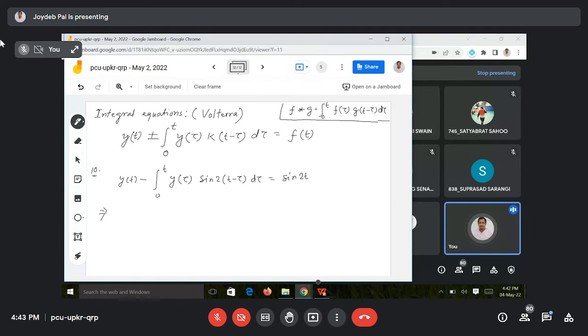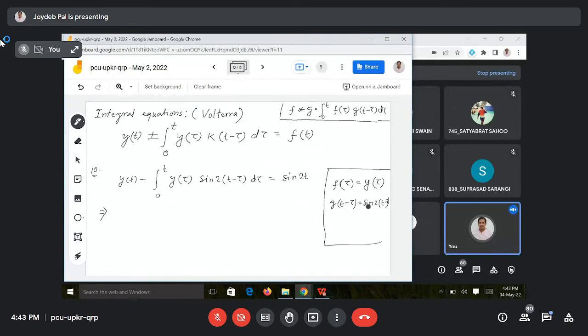Now compare these two integrals, and write in the rough space: what is f tau? So f tau is y tau, and g of t minus tau is what? It is sin 2 into t minus tau.